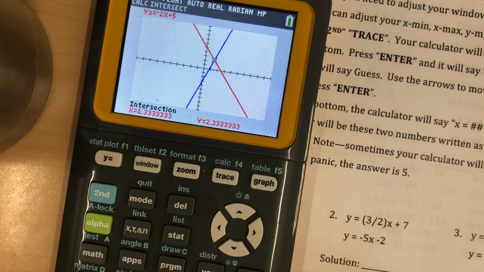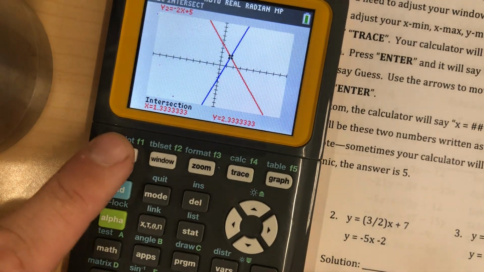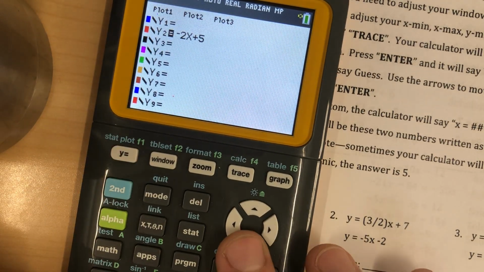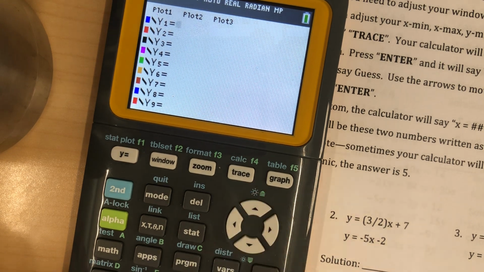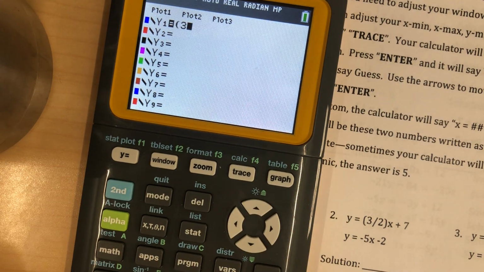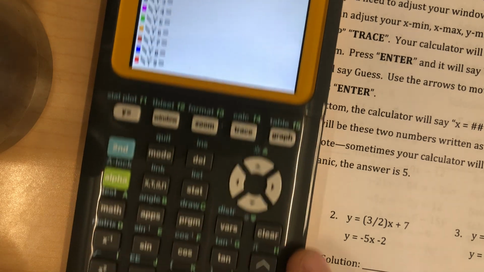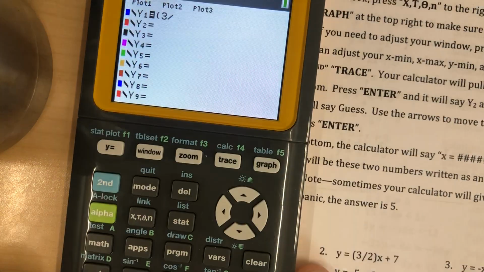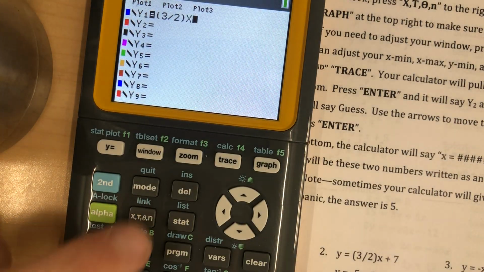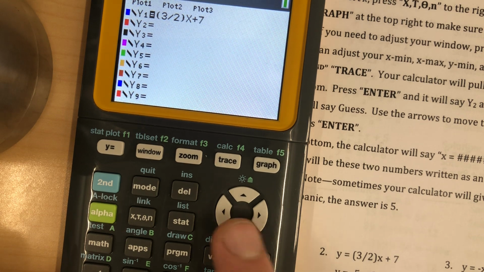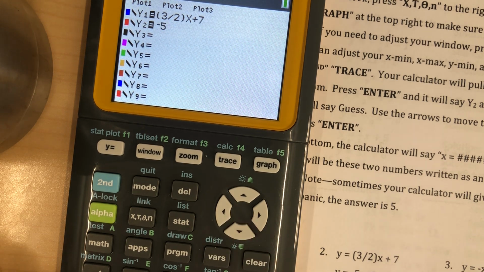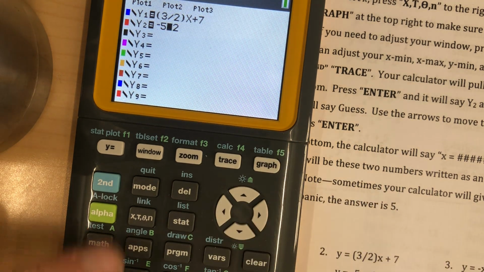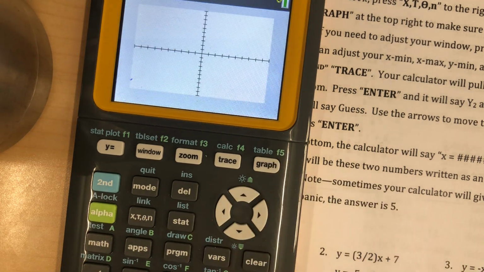On number 2, we've got one with a fraction. So to clear this one out, we're just going to go back to our y equals and hit clear on those two equations. We'll put these in parentheses, 3 over 2. And to make a fraction, you just use the division sign there, 3 over 2. Close that, x plus 7. And then y equals negative 5. Remember to use the negative sign. And then subtract 2. Whoops, 5x minus 2. We'll hit graph, and we'll see where these intersect.